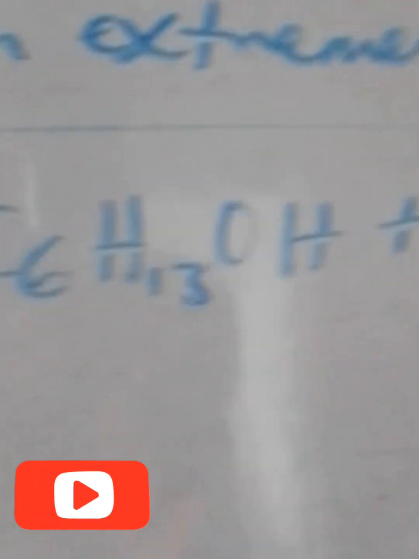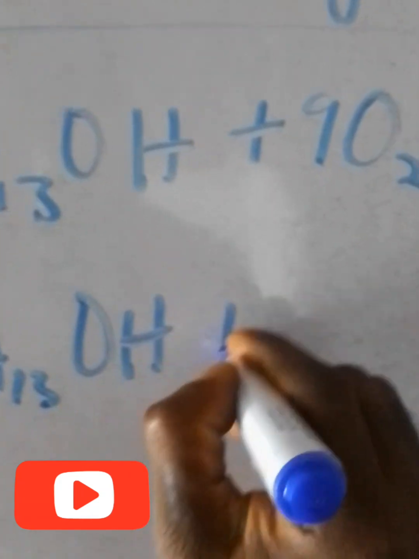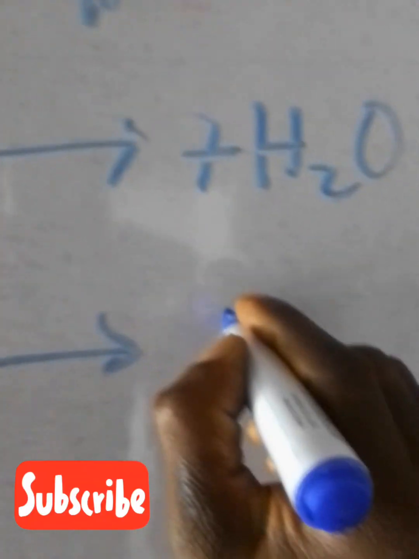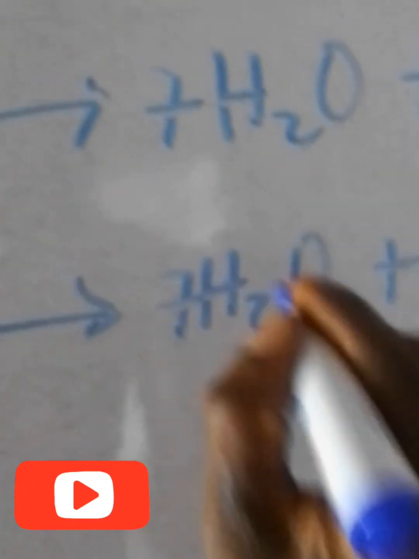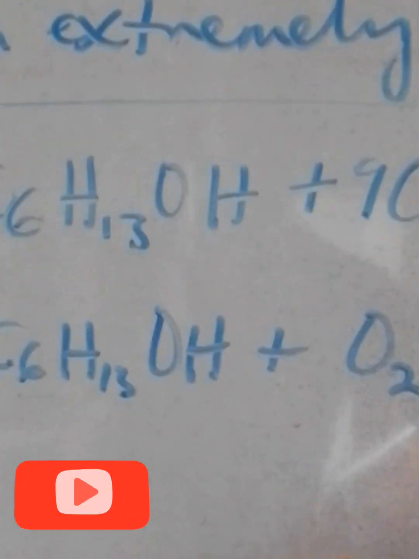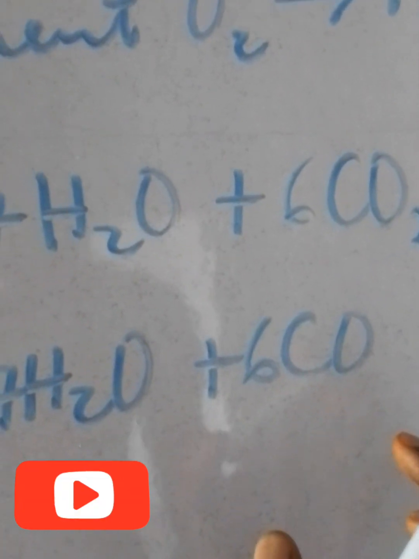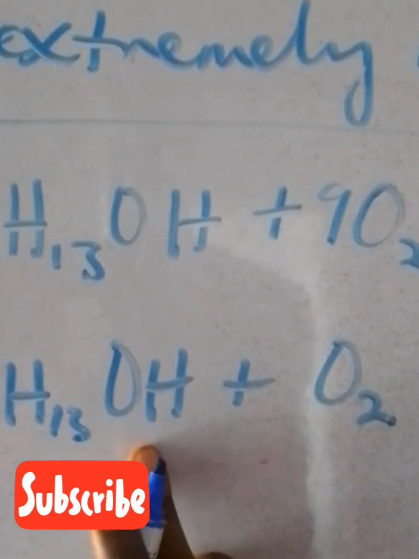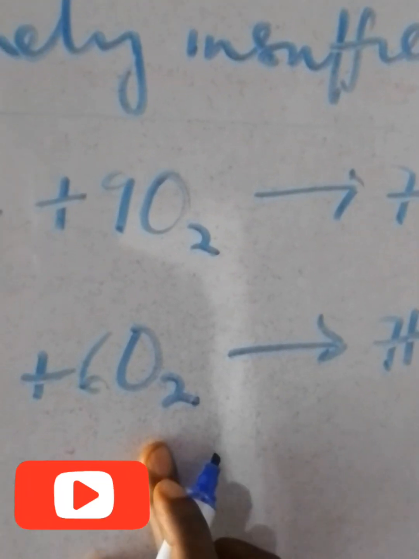In incomplete combustion, where carbon monoxide is formed, we have C6H13OH plus O2 to afford H2O plus CO. Carbon is 6, so we also write 6 at the back of CO. Hydrogen is still 14, so we write 7 at the back of water. Oxygen is 3 at the reactant side. 7 plus 6 is 13. To create 13 here, 1 is here already, remaining 12. To make 12 here, we write 6 at the back of oxygen.